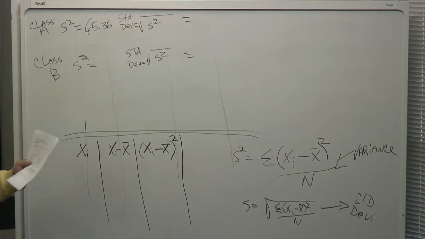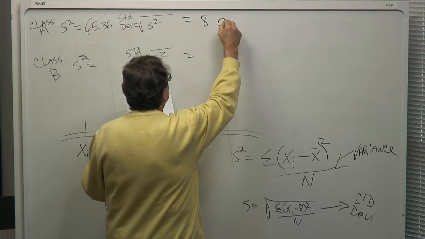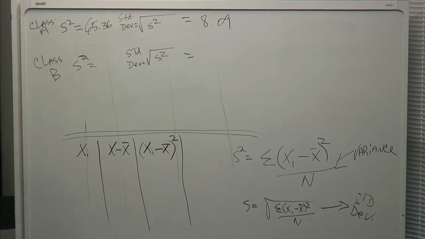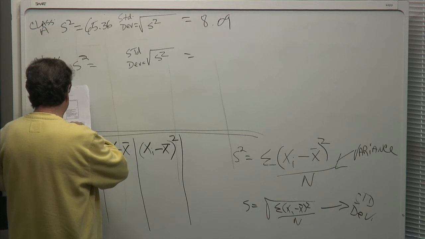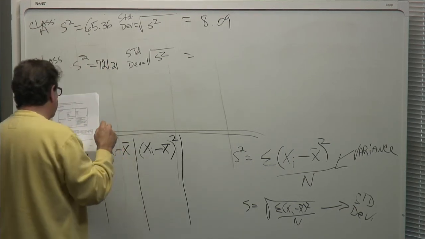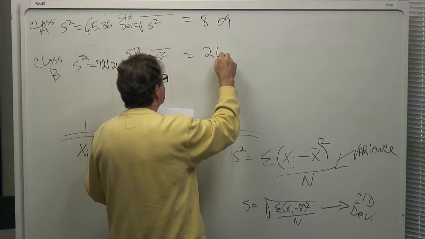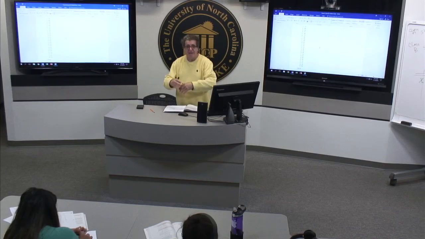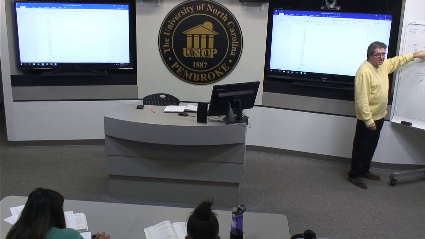And then when I took the square root of that number, I got a standard deviation of 8.09. I'm rounding a little bit. When I did Class B, I got a variance of 721, and when I took the square root of that number, I got a standard deviation of 26.86. And remember, what this whole chapter is about is finding a statistic that tells us about how spread out numbers are, right? Variance here is 65-ish. Here it's 721.